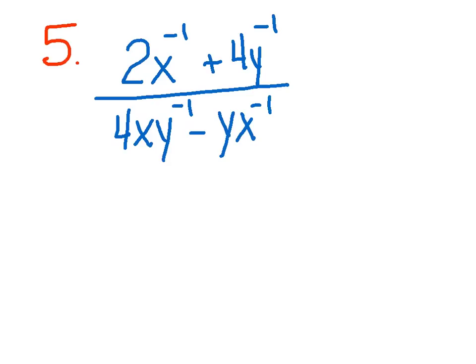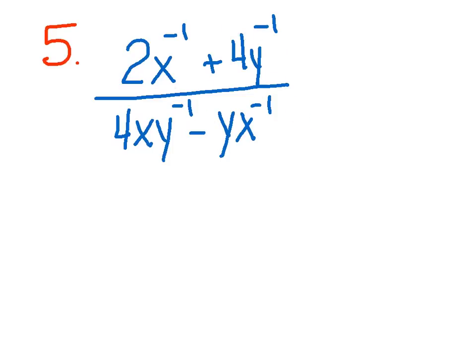All right, so here I go. I'm going to throw another ugly one at you. 2x to the negative 1 plus 4y to the negative 1 over 4xy to the negative 1 minus yx to the negative 1. Whew. All right, so just take your time, and we're going to turn it into a complex fraction because we have all of these negative exponents.